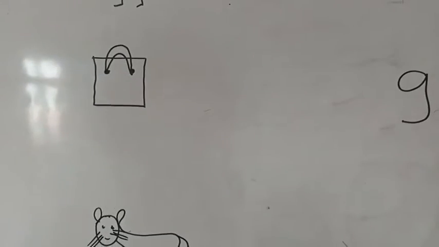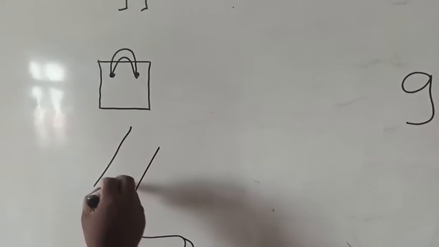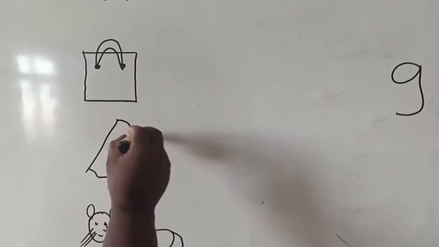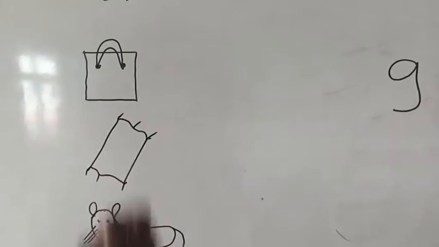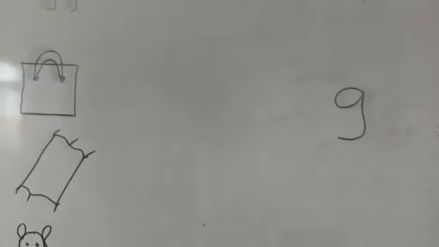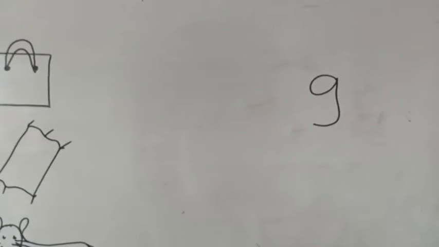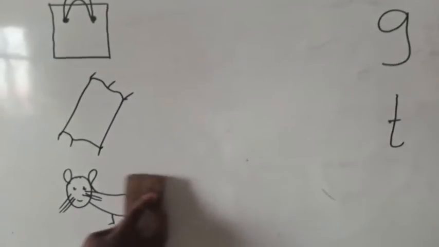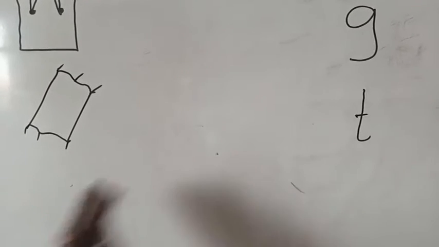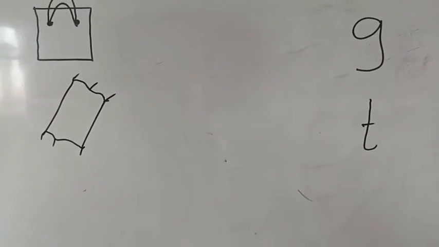Now let me change my object from dog to mat. Mat. What is the last sound you hear? T. So my ending sound for mat is T. Well done.